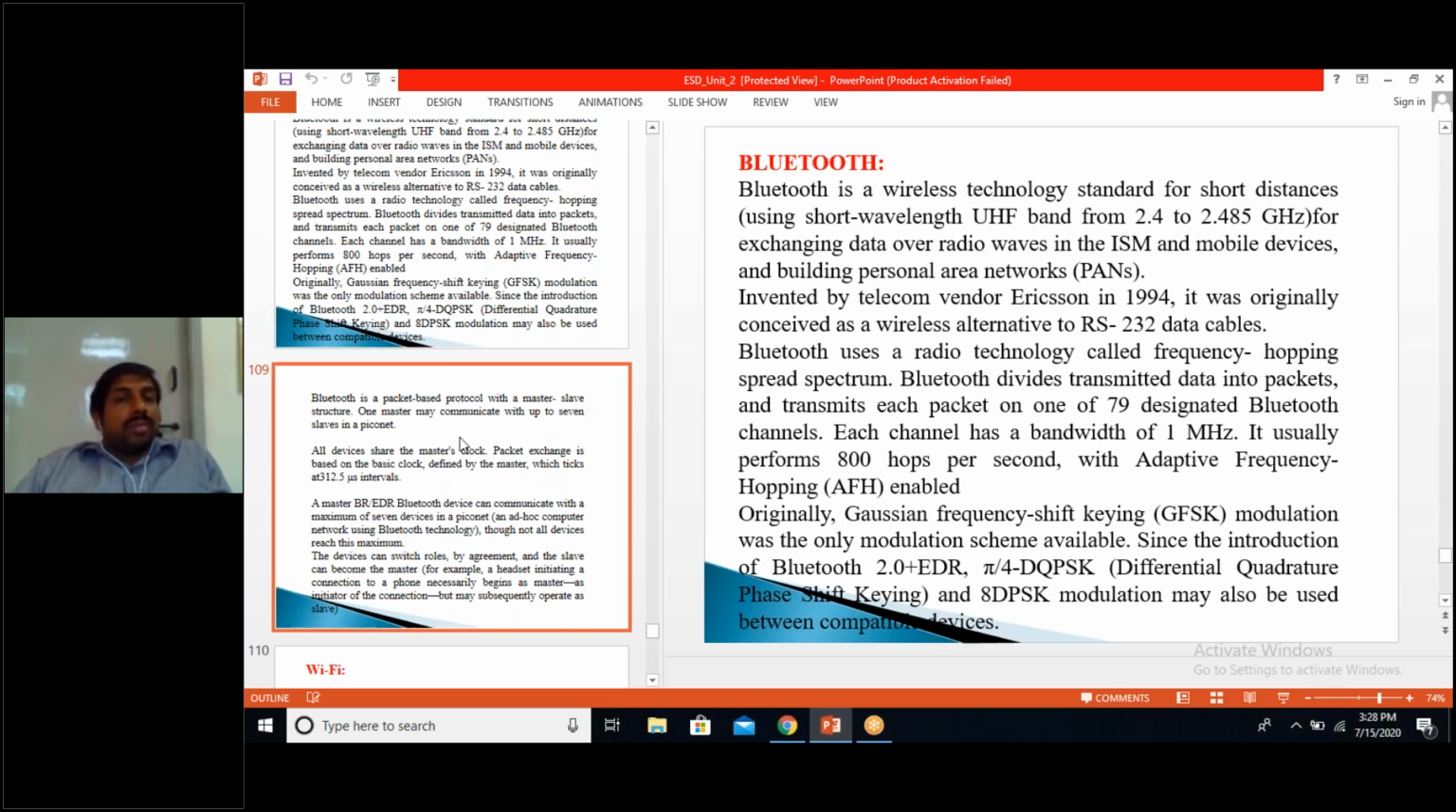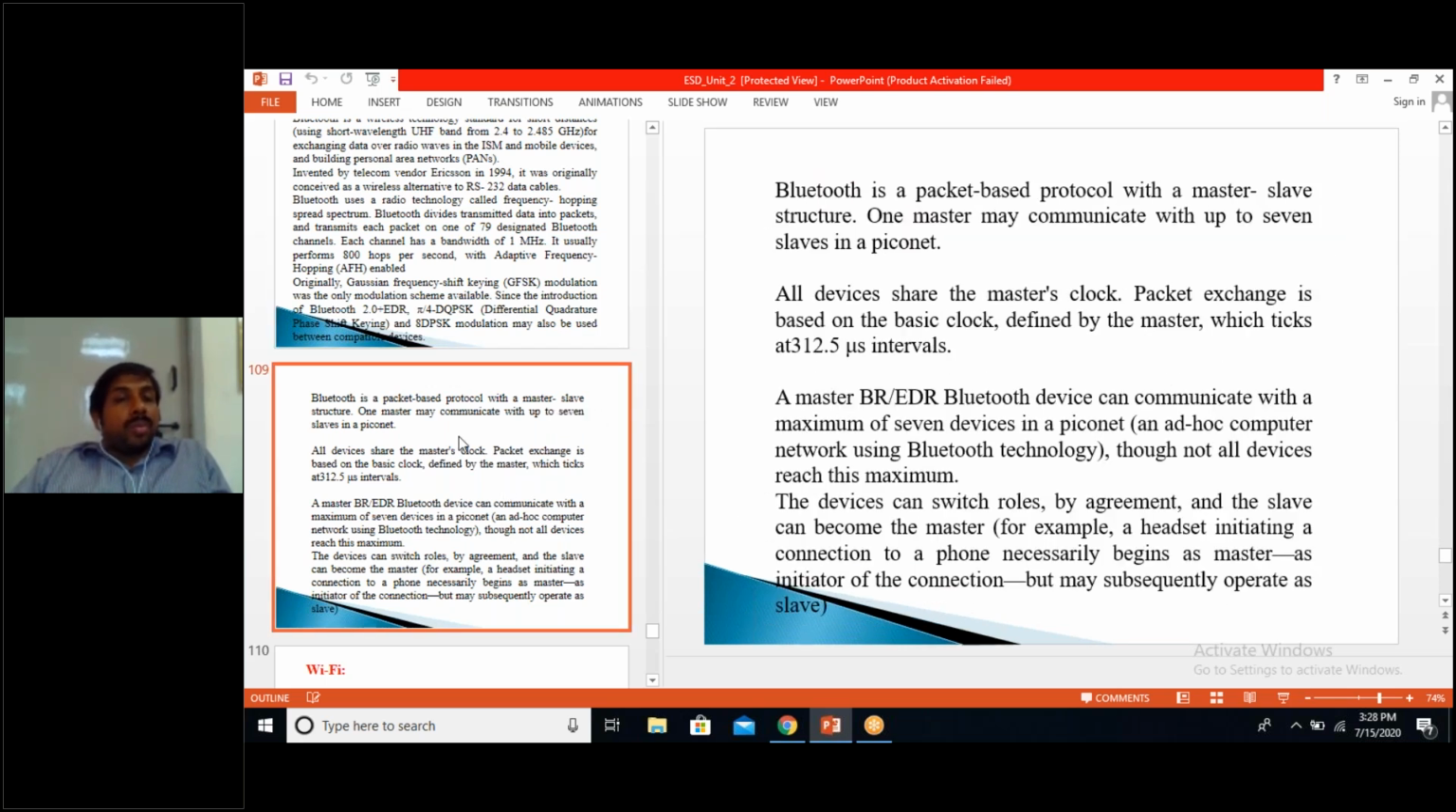So as we have listened, Bluetooth is a packet-based protocol. From master to slave, packets will be transferred over the 79 designated Bluetooth channels, and each channel is allocated 1 megahertz, and the hop rate is 800 hops per second. The data is transmitted using the usual hops and with adaptive frequency hopping. All devices share the master's clock. Packet exchange is based on the basic clock defined by the master.